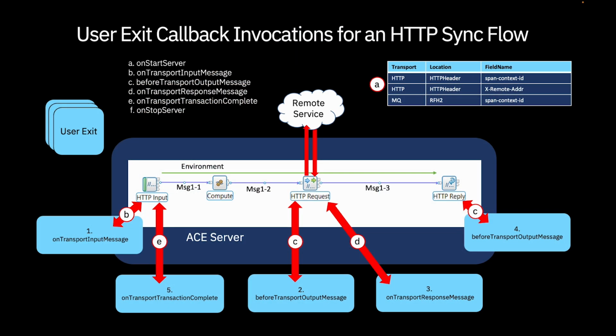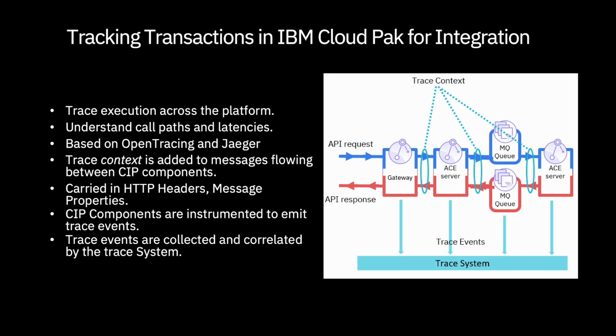Previously, trace events were emitted through user exits of nodes in IBM App Connect Enterprise. Users were able to invoke user exit callbacks to add instrumentation. Now, in ACE 12.0.7, we are emitting those trace events in the nodes themselves so that user exits no longer need to be configured by the user. The result of this is that we now have much better performance when using the OpenTelemetry standard.